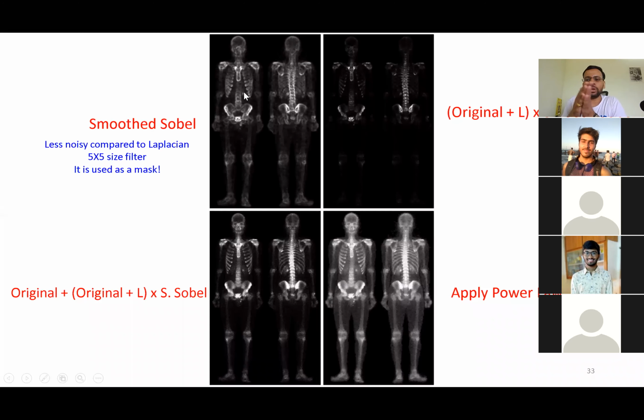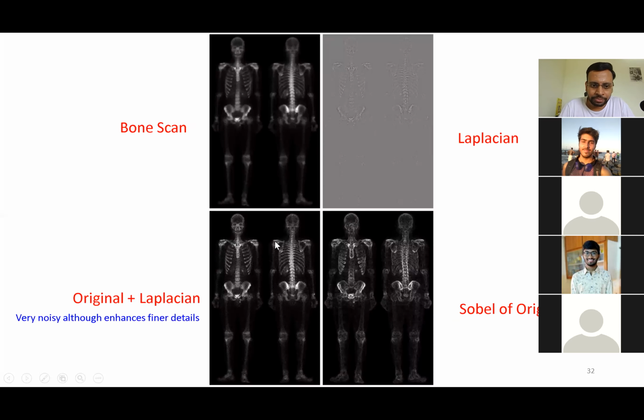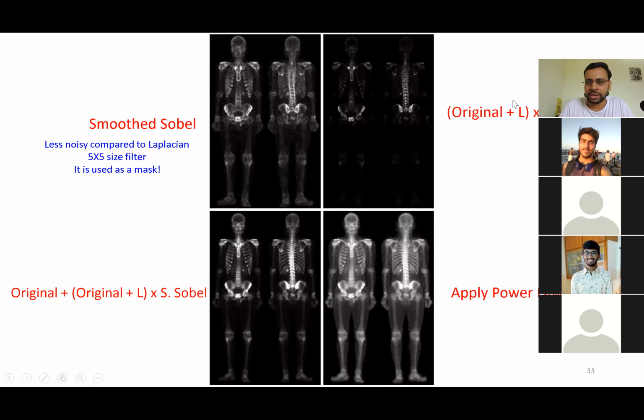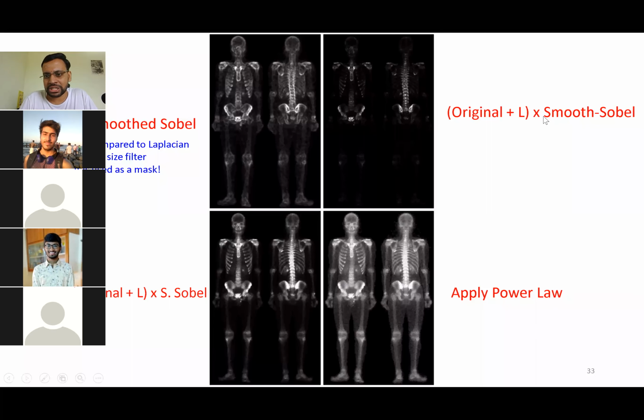Now you convert it into a mask. Anything above a particular intensity value, you consider it as 255, otherwise it is 0. So you create a mask with 255. You create a mask on this smoothed Sobel, and you apply it on the original plus Laplacian. The rest you drop, and add it to your original image. So this mask is telling you what to retain from the Laplacian.